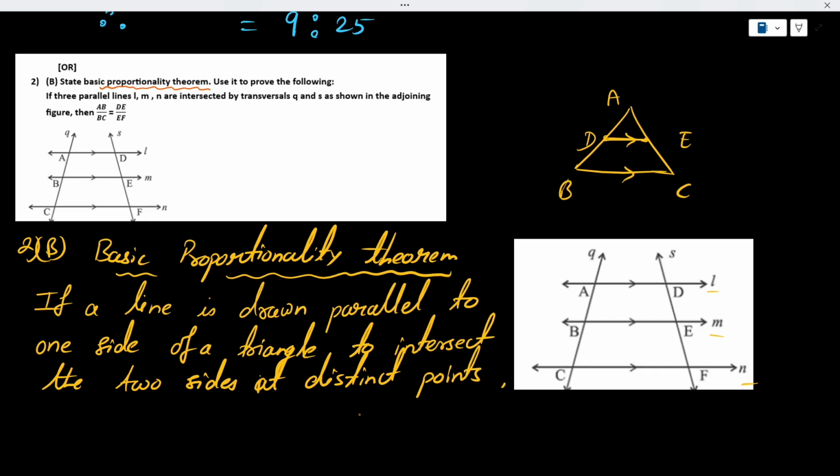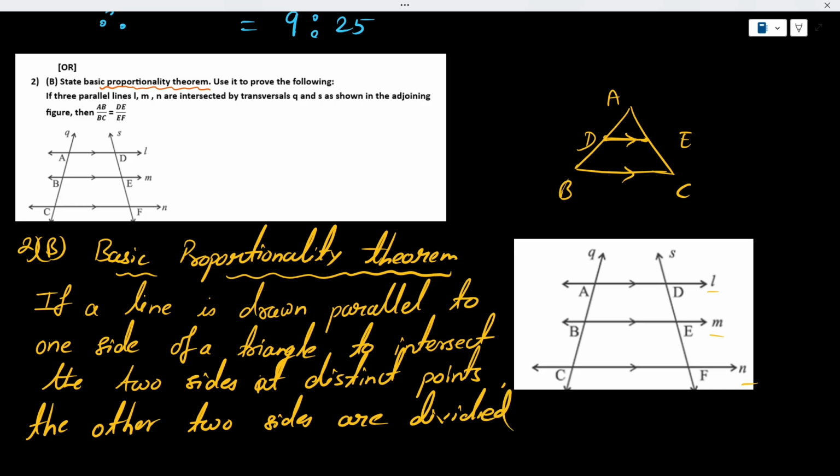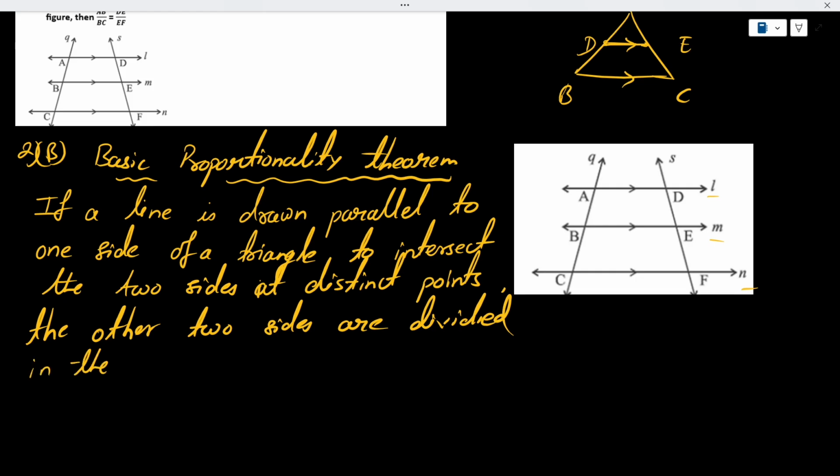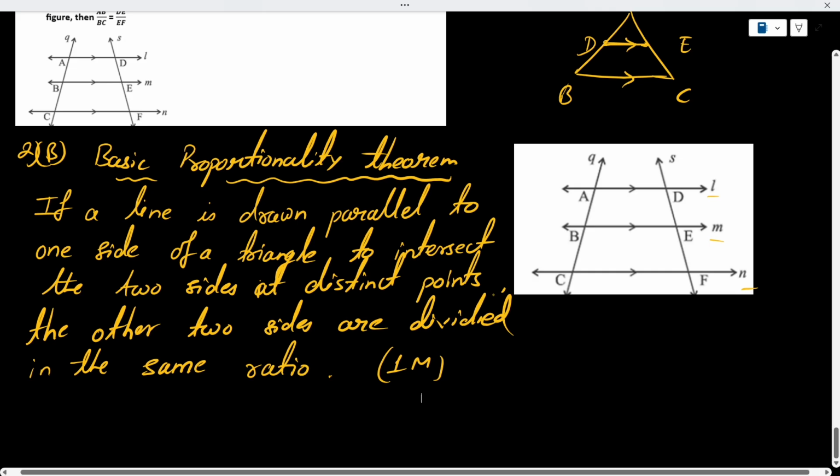Then the other two sides are divided into the same ratio, right? Divided in the same ratio. This is your statement here, and this one will carry 1 mark. So 1 mark for writing the statement and 4 marks are there to prove this question.